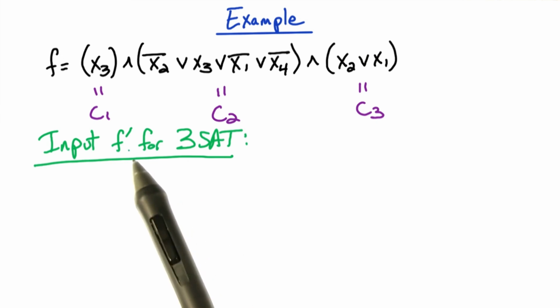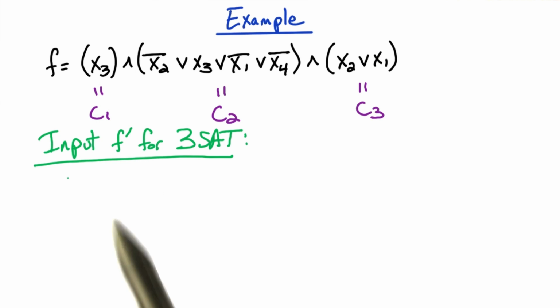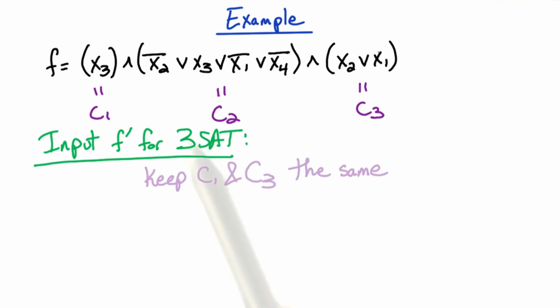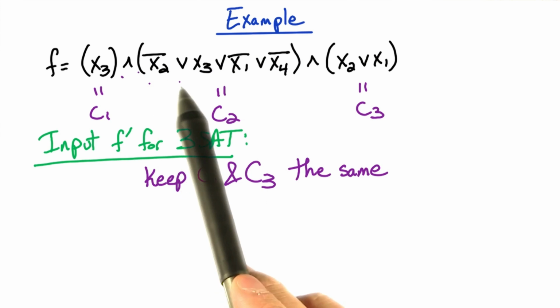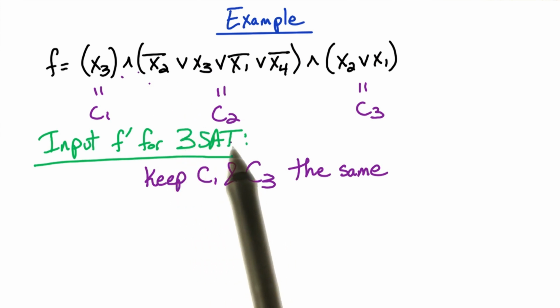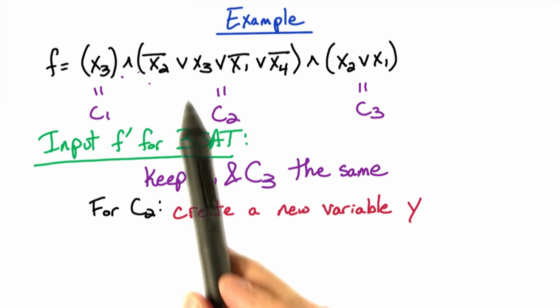Now let's define our input for the 3-SAT problem. Let's denote this as f prime. Well, clause 1 and clause 3 we can keep the same. Those are valid inputs. Those are valid clauses for 3-SAT. Now the challenge is, what do we do with the second clause? This is a clause of size 4, but valid inputs for 3-SAT have size at most 3. So what are we going to do for this second clause?